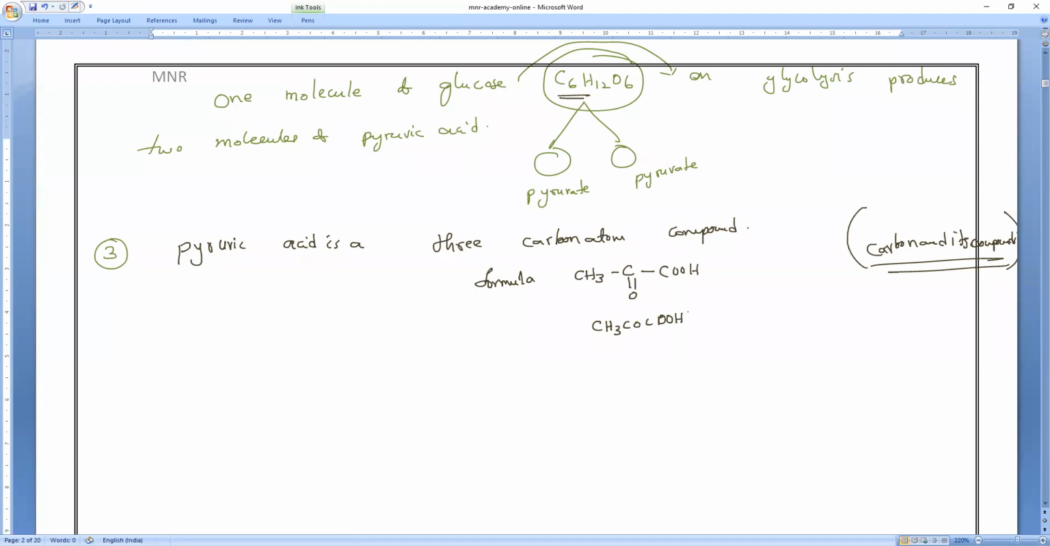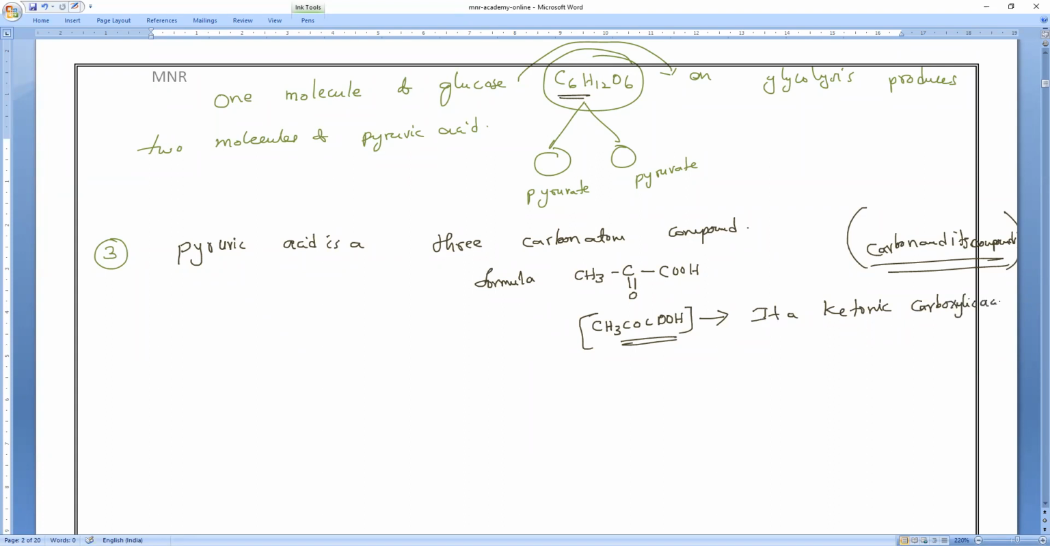CH3COCOOH. So this is the pyruvic acid or pyruvate formula. Clear, everybody? After studying carbonyl compounds, you will understand it also. Of course, for the board exam after that only. So it will be good for you. So this one is actually a ketonic carboxylic acid.